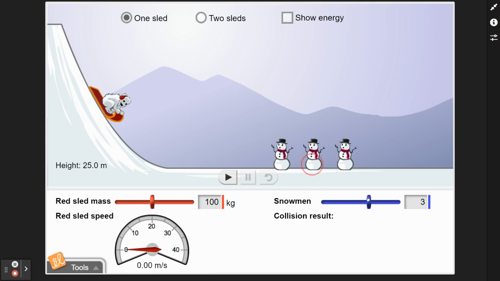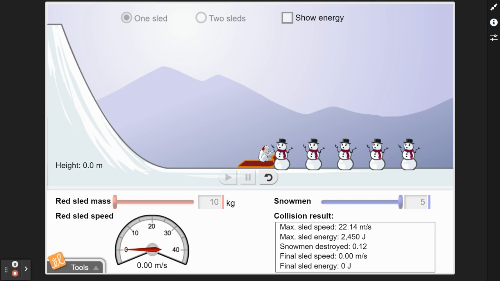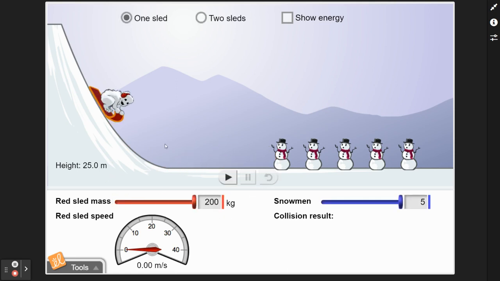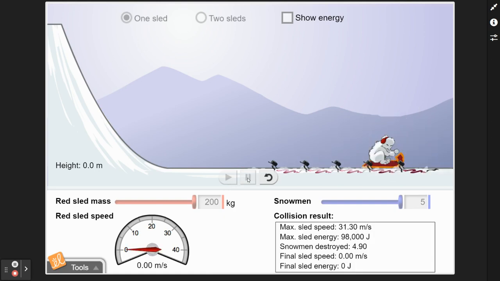Again, we can change the snowmen. We can go from as little as 0 to as many as 5. We can make this guy little. We can play it, and this will definitely not do as much damage. As you can see, it barely destroyed any of a snowman. But if I make this thing as big as possible, go all the way up there, the speed is obviously greater, and then we had more snowmen destroyed.